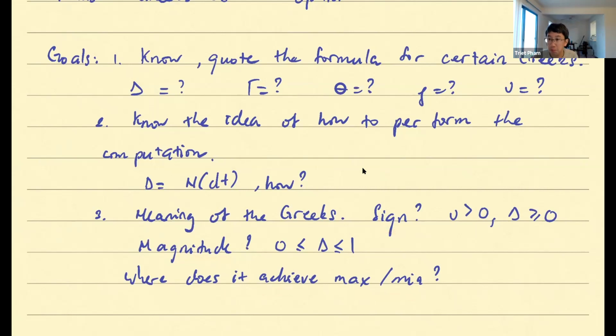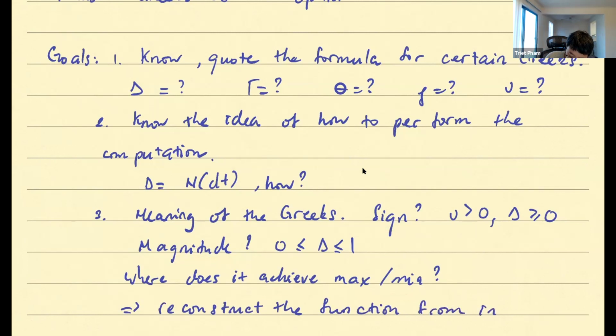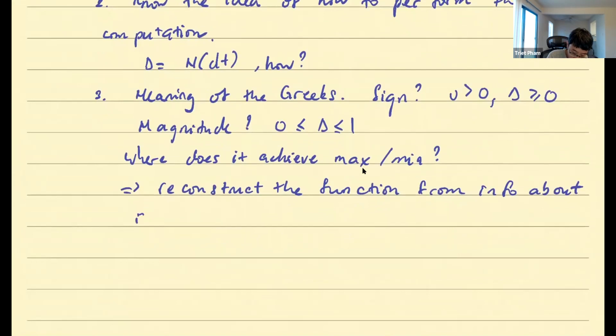Achieving max, min, okay. But as you can see, these are a fancy way to say the question that you have learned from calculus 1, meaning that you reconstruct a function from information about its derivative. And by derivatives here, I do mean calculus derivative, okay? I don't mean the derivative in finance.